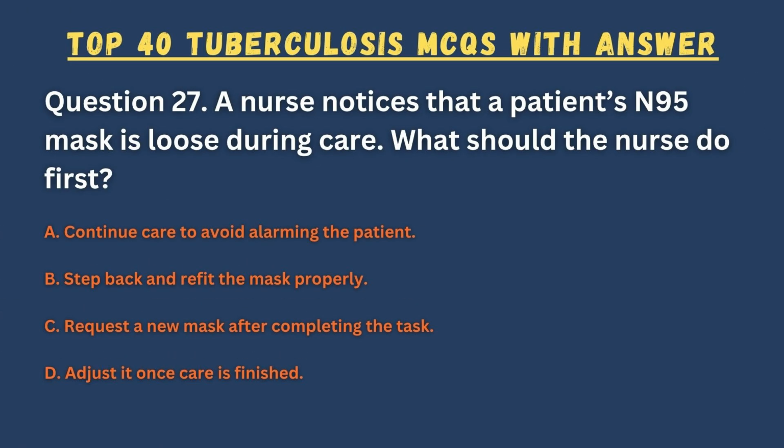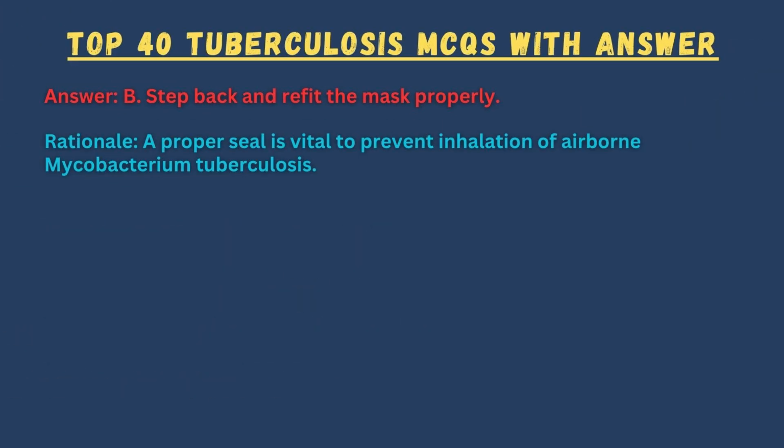Question 27. A nurse notices that a patient's N95 mask is loose during care. What should the nurse do first? A. Continue care to avoid alarming the patient. B. Step back and refit the mask properly. C. Request a new mask after completing the task. D. Adjust it once care is finished. Answer: B. Step back and refit the mask properly. Rationale: A proper seal is vital to prevent inhalation of airborne Mycobacterium tuberculosis.